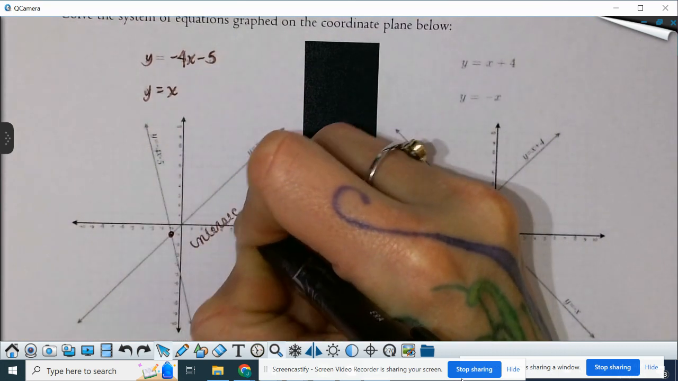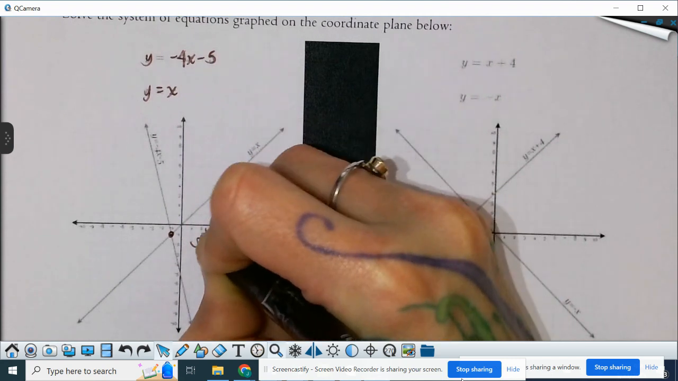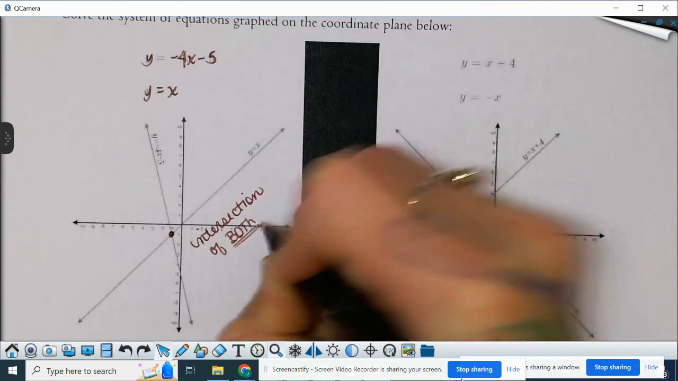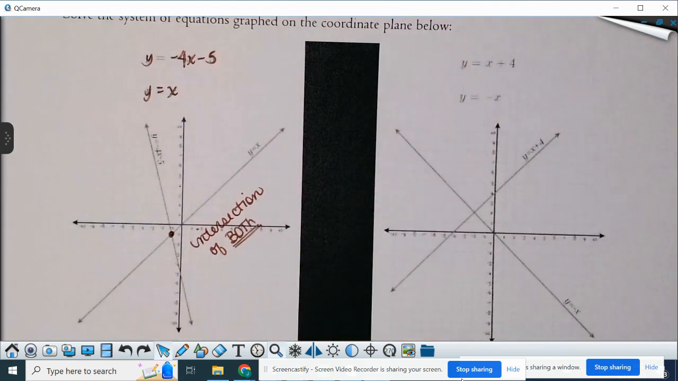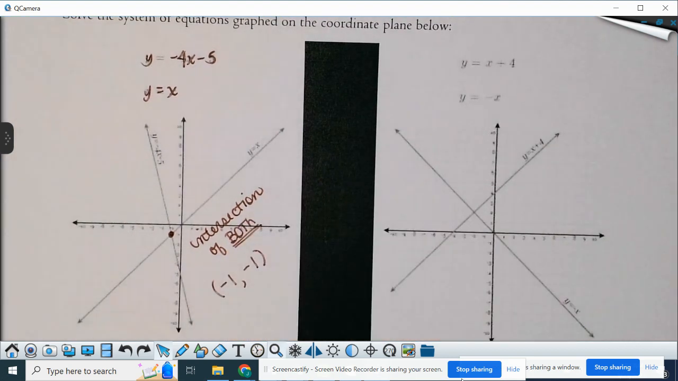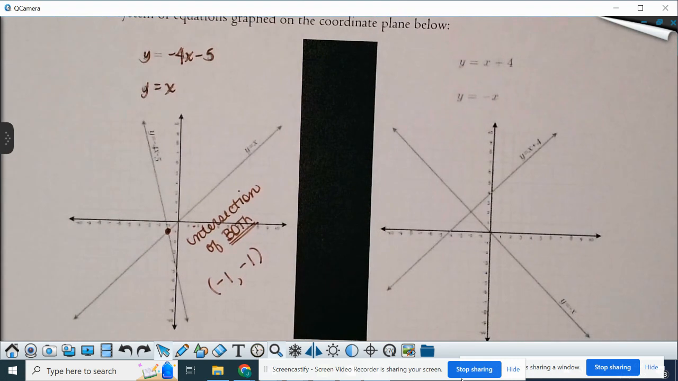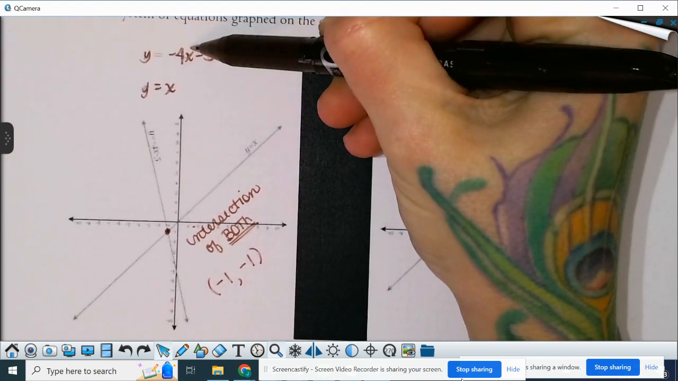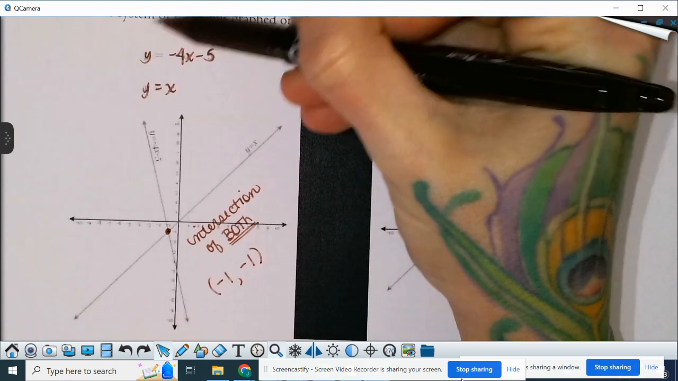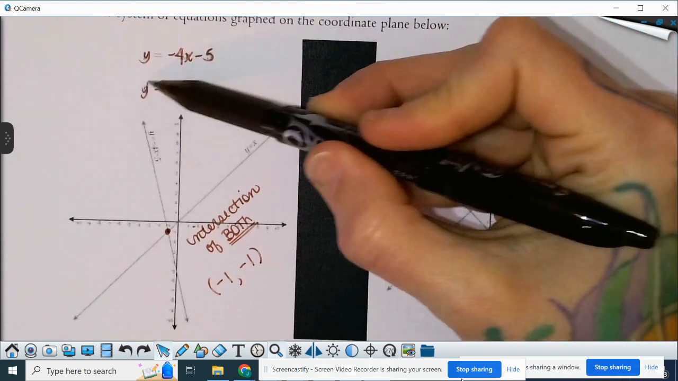The intersection is what makes x and y true. It has to be of both lines. So not where one touches the x-axis or one touches the y-axis. It's where they cross each other. So the solution in this case is negative 1, negative 1. And that is the coordinate, the x and y value, that will make both equations true. So if you plugged it in, negative 4 times a negative 1 would give me a positive 4. Positive 4 minus 5 gives me that negative 1 y value. Negative 1 equals negative 1.